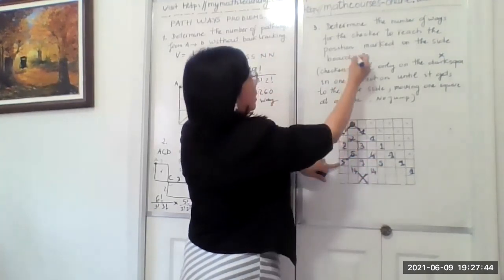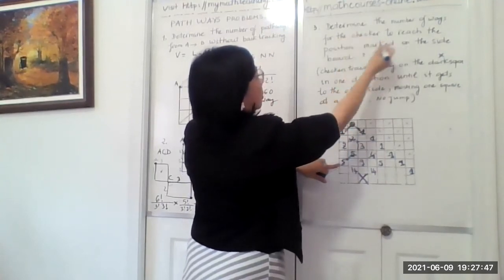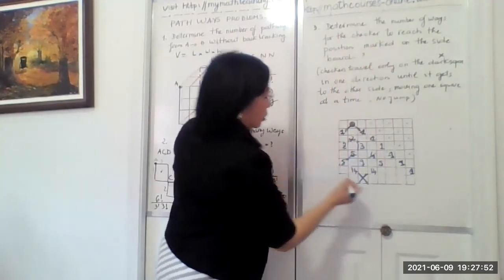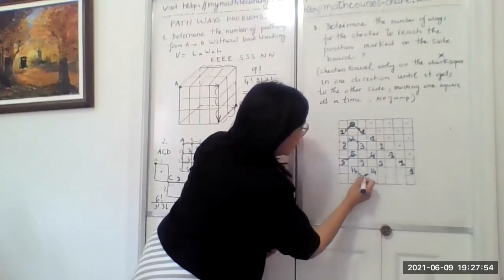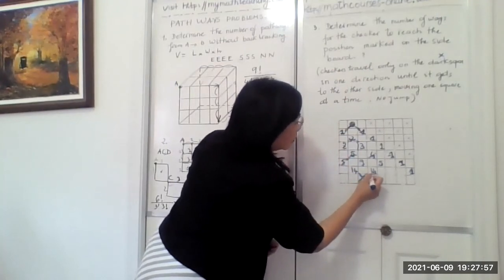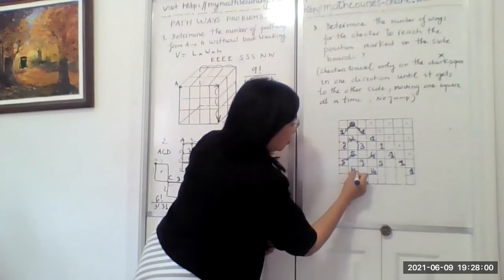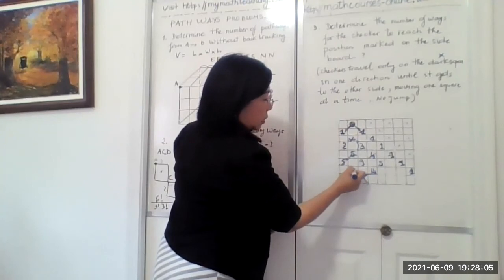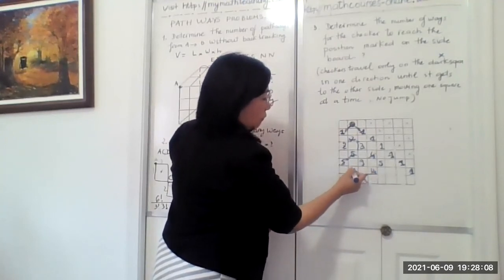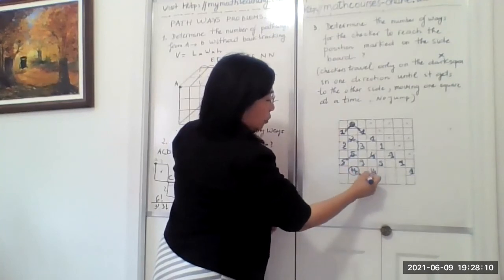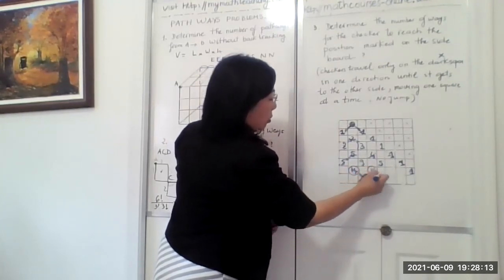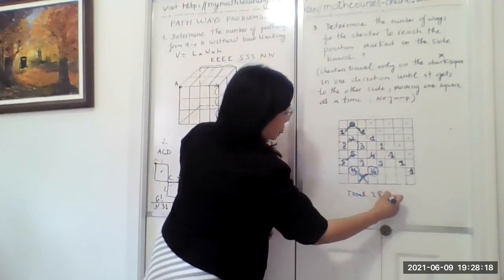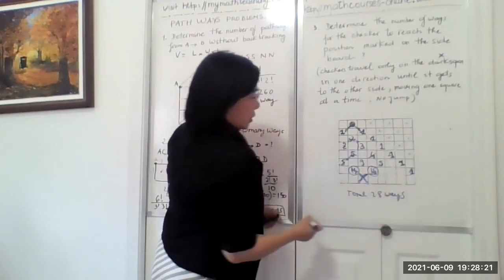And the question asks, determine the number of ways for the checker to reach the position marked on the sideboard. So it means this position, right? So it means you can go to this marked spot here by this box and this box. So there are 14 ways here and 14 ways to reach the marker on the board. So in total, you have 28 ways. And that's the answer.